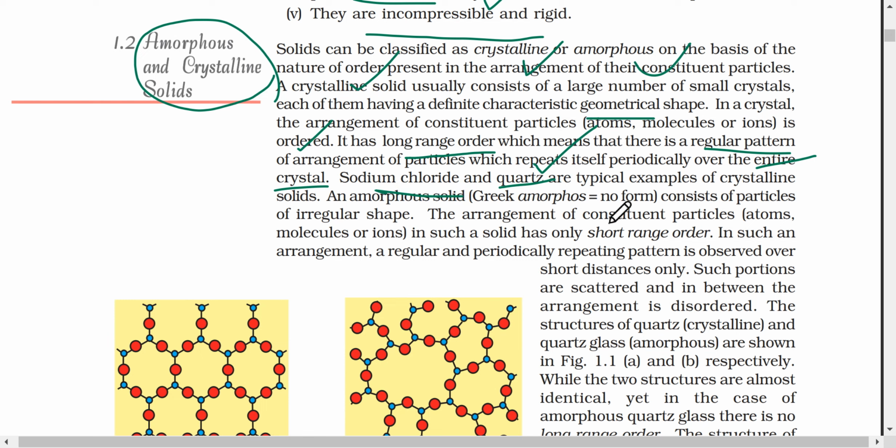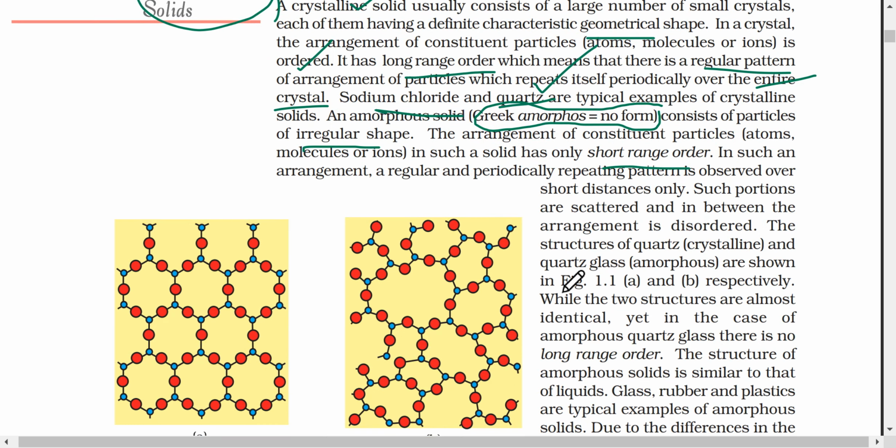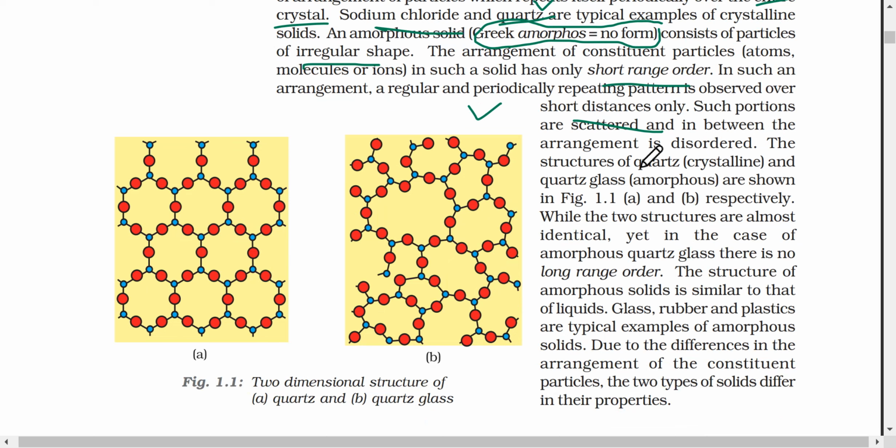An amorphous solid. Amorphous means no form, in Greek. There is no form at all. It consists of particles of irregular shape. Fine. The arrangement of constituent particles in such a solid is only short range order. The arrangement is very short range. Periodic repetitions are not happening. In such an arrangement, a regular and periodically repeating pattern is observed over short distances only, which eventually makes it amorphous. Such portions are scattered, and in between the arrangement is disordered.